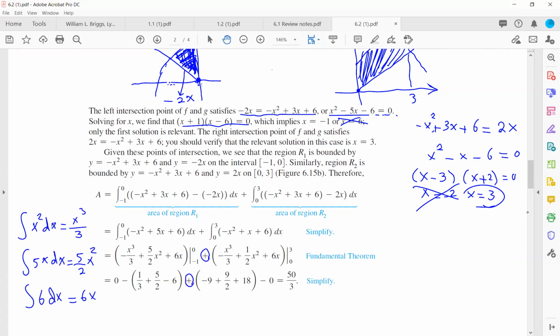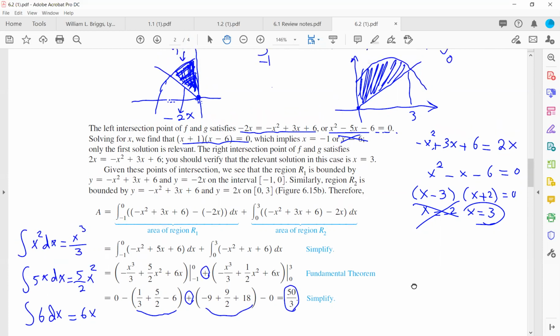Plus the second integral, you plug in 3, you get -3 to the third, 3 times 3 times 3, divided by 3, or -9, plus 3 squared, which is 9, divided by 2, plus 3 times 6. When you plug in 0, all of these terms have x in them, so the outcome is 0. If you add these two numbers together, the outcome is equal to 50 divided by 3, which is the total area.